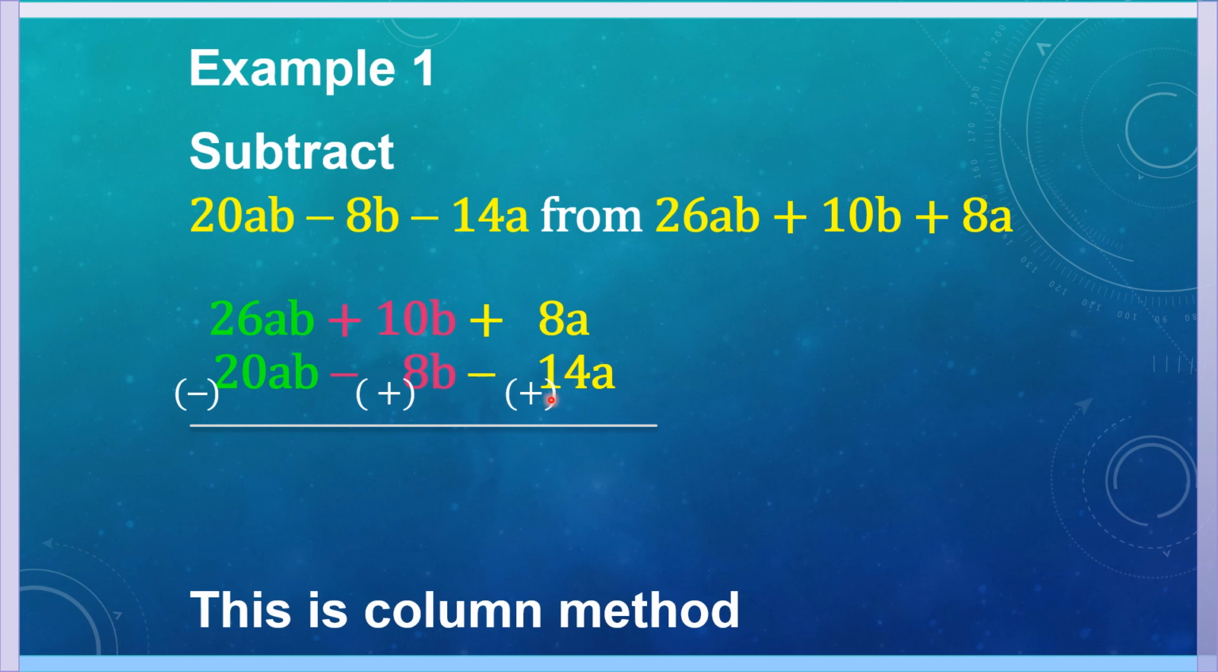Now plus 26ab minus 20ab becomes plus 6ab because the greater number has the plus sign. Therefore, plus 6ab. Here, both are plus signs. 10b plus 8b is 18b. Here, plus 8a plus 14a is equal to 22a. 6ab plus 18b plus 22a. This is the answer. We can do it in another method, which is called the horizontal method.